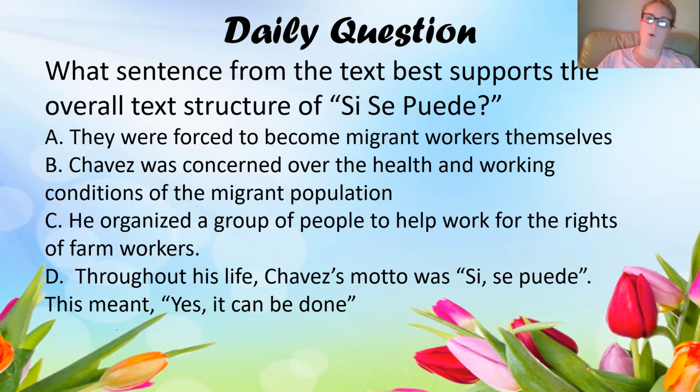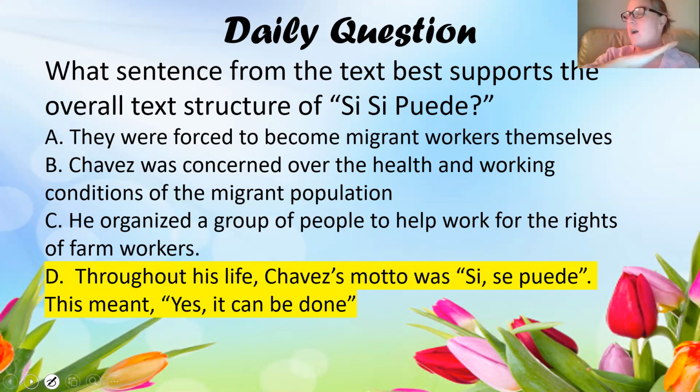All right, I want you to think about what answer you think it is. Shout it out. Okay, the answer is, I have to click the wrong button. There we go. Oh, no, wait a minute. There we go. The answer is D. So the key words there are throughout his life. That's telling me that throughout his whole life. And that's really what the text structure is in this text, telling me throughout his life how he showed what si se puede really meant.